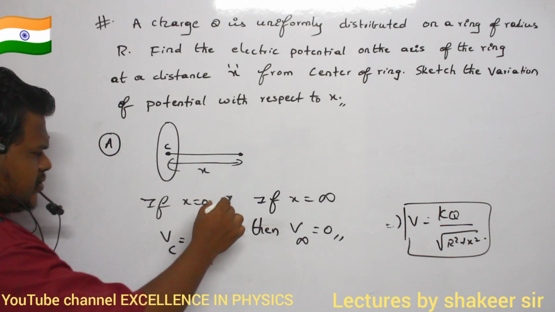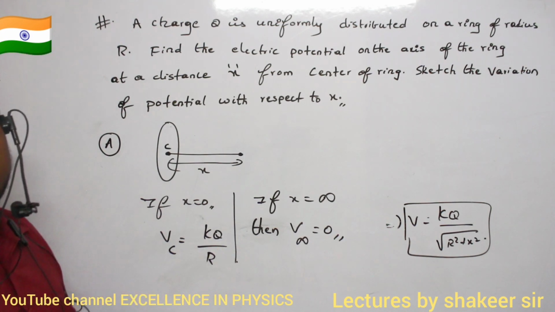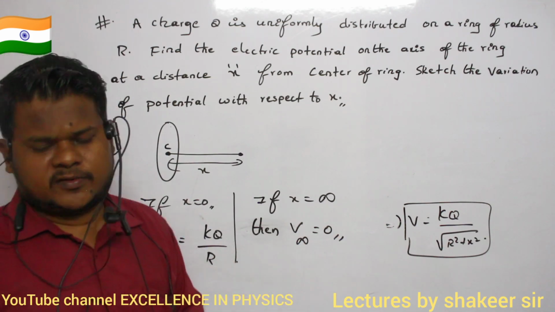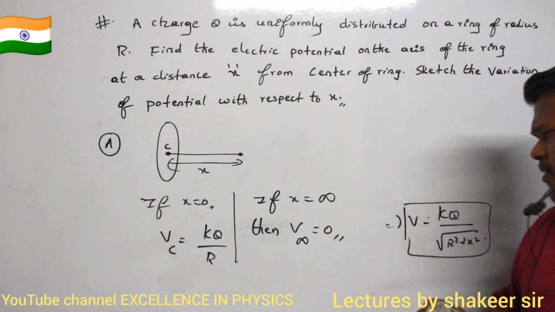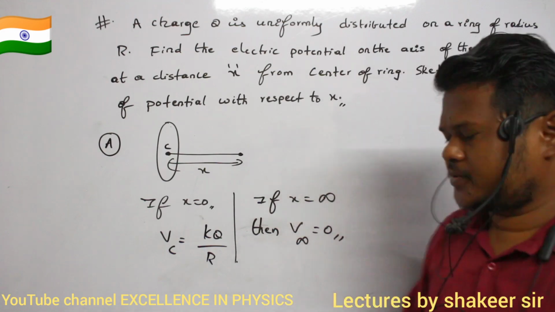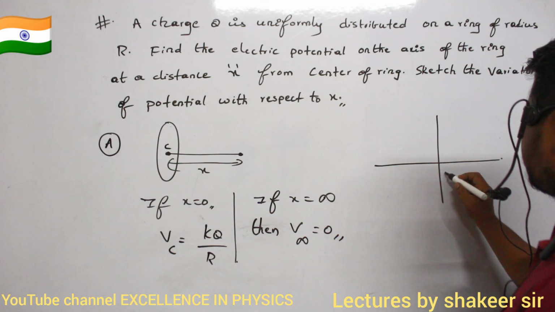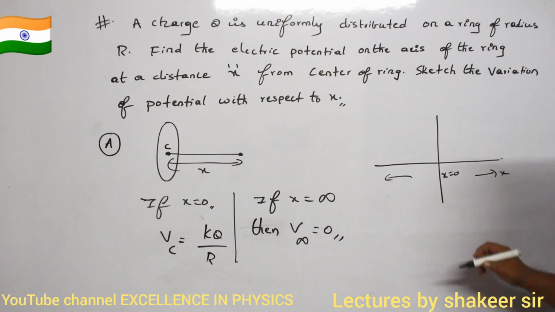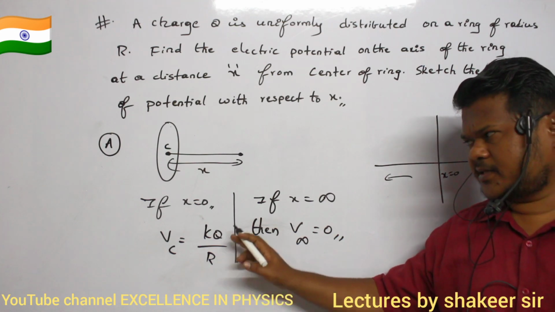By looking at these two, what do you understand? How is the potential varying? At the center it is kq divided by r. At infinity it is equal to 0. Therefore the potential is decreasing continuously, and the graph can be drawn like this. This is x equal to 0, and here the x value is continuously changing. The potential at the center is maximum.